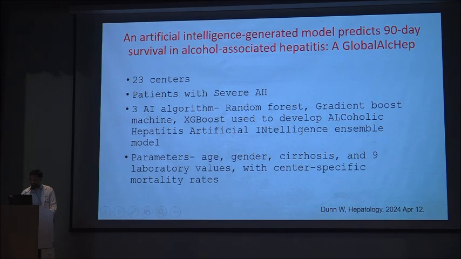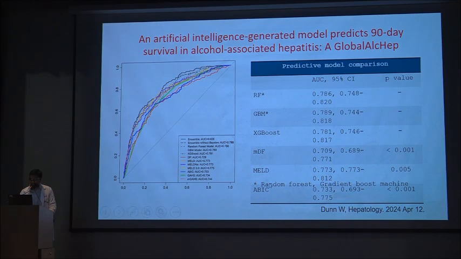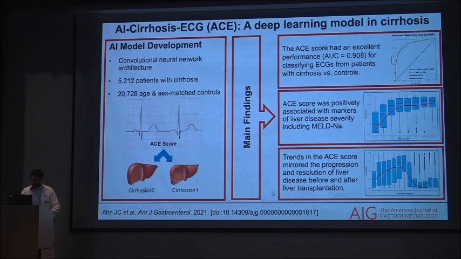The 3 AI algorithms that were studied were random forest, gradient boost machine, and XGBoost, and Alchin was the ensemble model that was studied. The parameters studied were age, gender, presence or absence of cirrhosis at baseline, and 9 laboratory factors. It was seen that the AI-generated predictive models of RF, GBM, or XGBoost had significantly better prediction compared to the conventional MDF, MELD sodium, or ABIC score. This was published from the Mayo group.